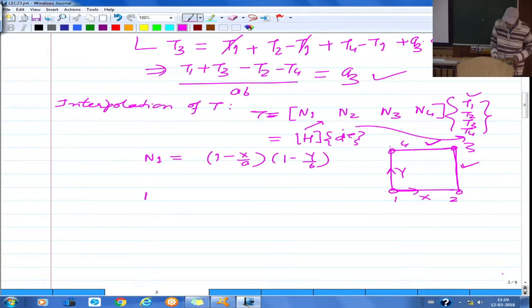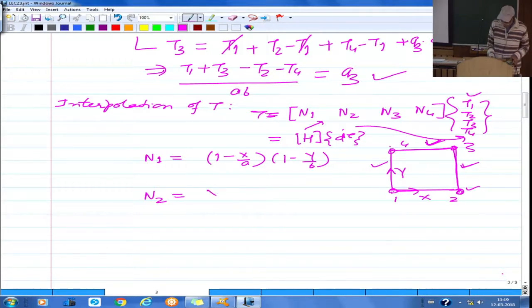So this is your N1. You can actually get this if you substitute the values of a0, a1, a2, a3 in the expression for T, and then collect the coefficient of T1. That would be exactly this; you can check that. Then similarly, if I want to write the shape function N2, it must be unity at node 2, and 0 at nodes 1, 4 and 3. So I can take the equation of this line and the equation of this line.